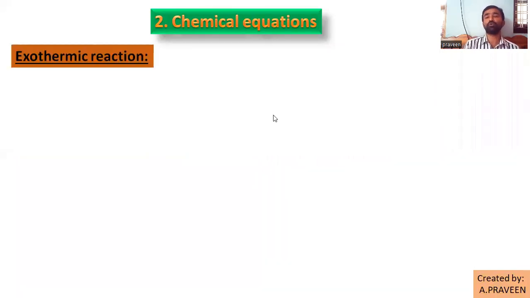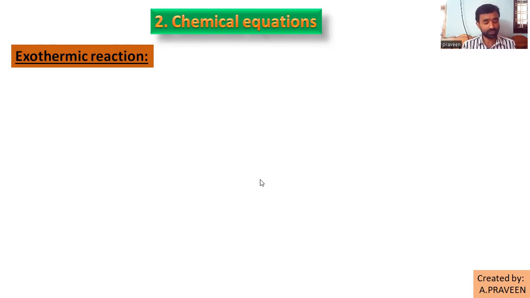Before that, one important topic is there: types of reactions, exothermic and endothermic, right? Remember the examples also for these exothermic and endothermic reactions. What is an exothermic reaction? By a chemical reaction, if heat is produced, that reaction is said to be an exothermic reaction, right?